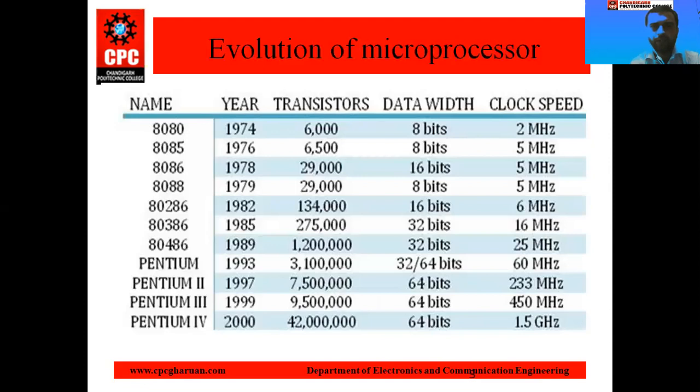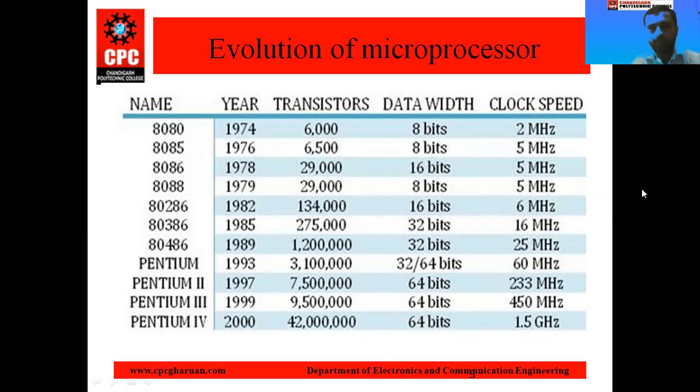Next is evolution of microprocessor. Evolution of microprocessor totally depends upon the number of transistors used in a particular microprocessor. For example, in the beginning, the 8080, which was formed in 1974, used 6000 transistors, and its data width is 8 bit. That means the data bus is 8 bit, and a 2 megahertz frequency is used in the 8080 microprocessor.